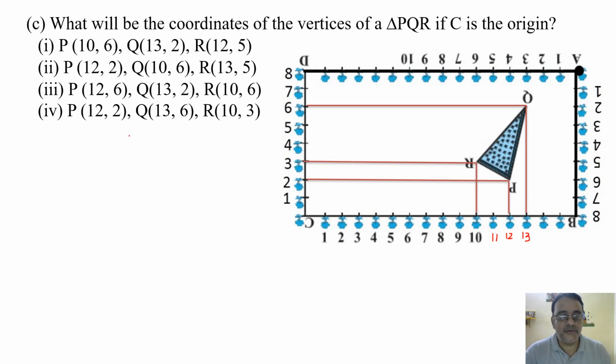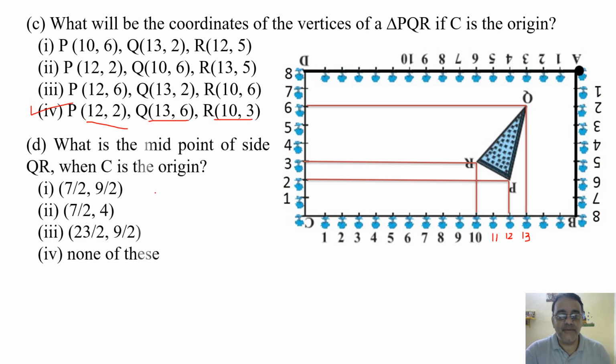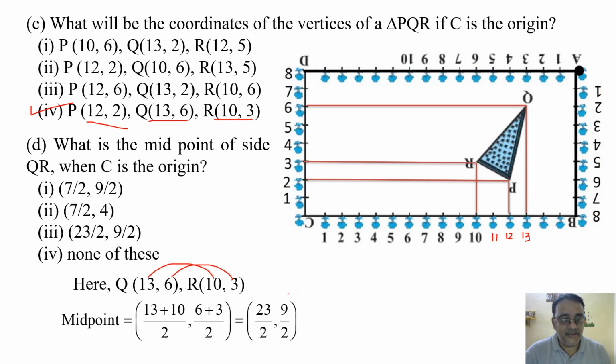तो इसमें कौन सा ऑप्शन करेक्ट है? लास्ट वाला, Option D. Now the next question, what is the midpoint of side QR when C is the origin? The coordinates of Q and R are 13, 6 and 10, 3. So 13 plus 10 by 2, that is 23 by 2, and 6 plus 3 by 2, that is 9 by 2. So 23 by 2, 9 by 2, third option is the correct one.